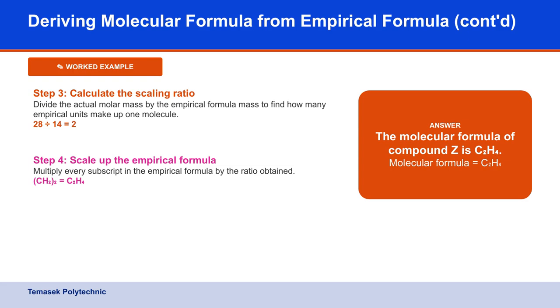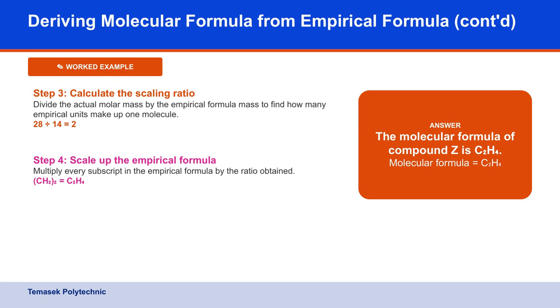In step 4, we multiply every subscript in CH2 by that ratio of 2, giving us C2H4. A common mistake here is forgetting to scale every element. Make sure you multiply all subscripts, not just one.